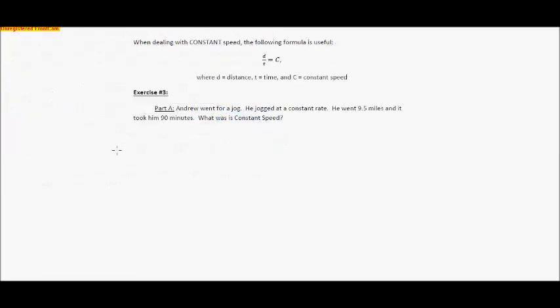Alright, now when you are dealing with a constant speed, this formula comes really in handy. The D here stands for distance. That makes kind of a little sense there. And T stands for time. The one thing you have to be careful of, are you talking in minutes or seconds or hours or years, etc. And this big C, we give it a capital letter C because that's going to stand for a constant speed. Usually when things stand for a constant, you capitalize them. All right. So we're going to try to use this formula to answer the next exercise here.